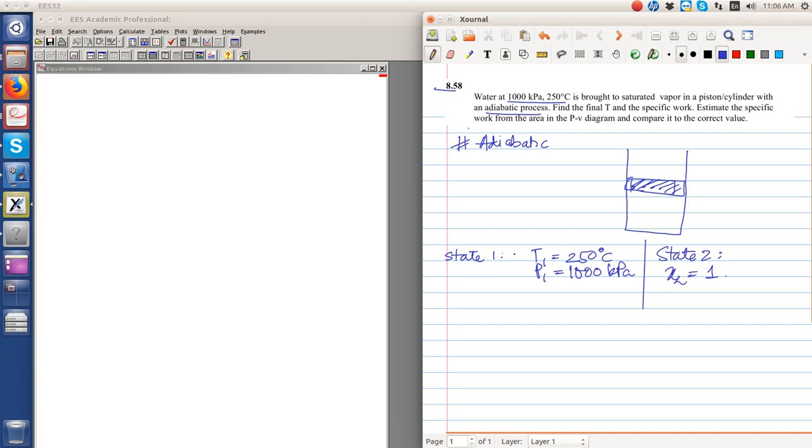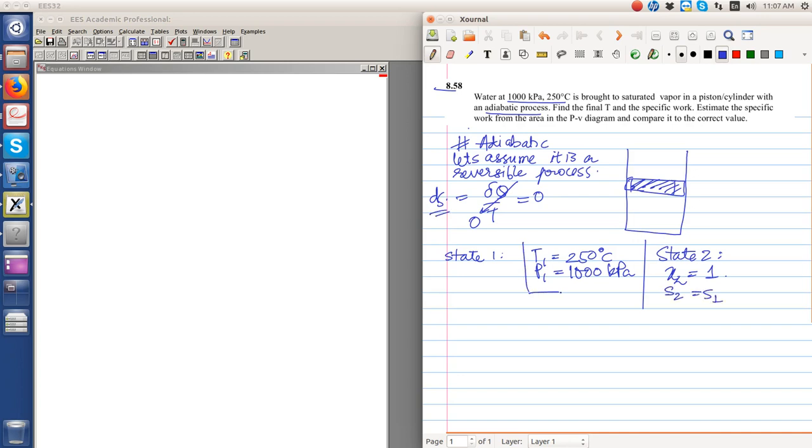Now, because it's an adiabatic process, let's assume it is a reversible process. If it is a reversible process, ds is equal to del q by T, which is equal to 0, because in an adiabatic process the heat transfer rate is equal to 0. So S2 is equal to S1.